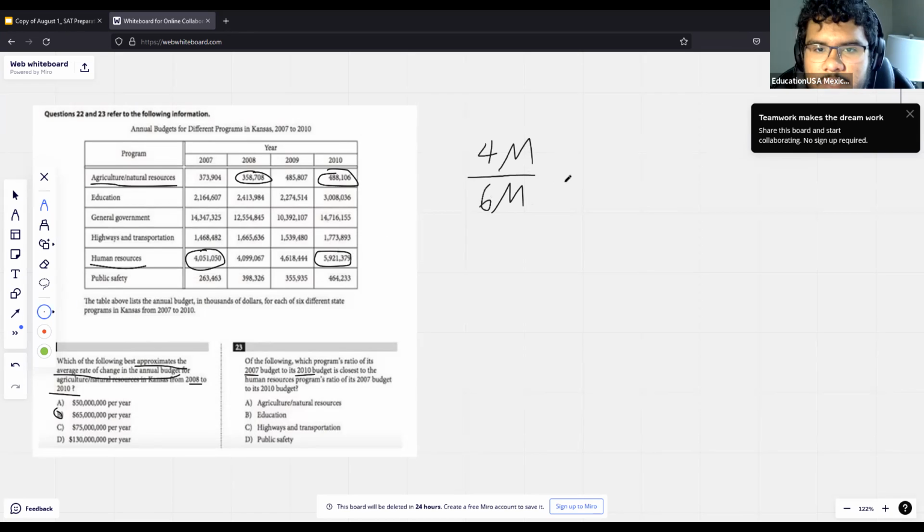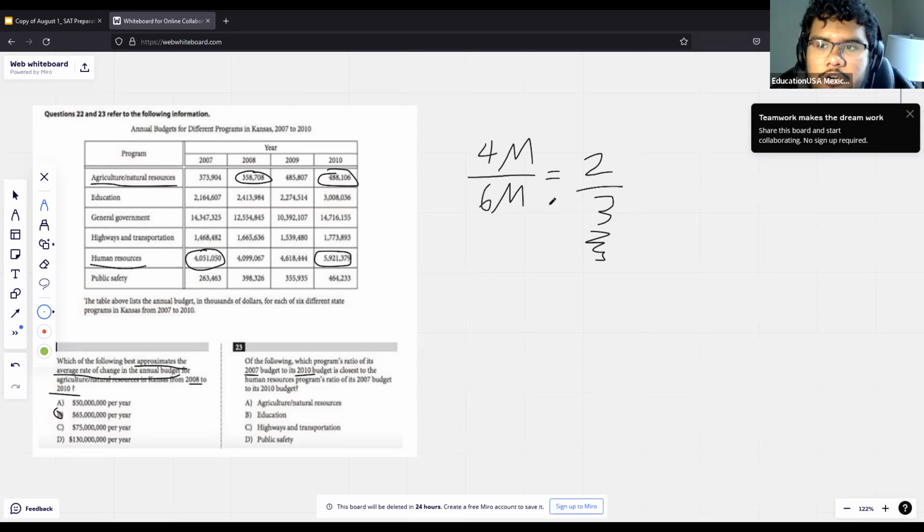So what does that mean? That means the approximate ratio of human resources from 2007 to 2010 is about 2 to 3. So that's this ratio right here. This is the one we're trying to go for when we figure out which program's ratio of its 2007 budget to its 2010 budget is about the same as this.